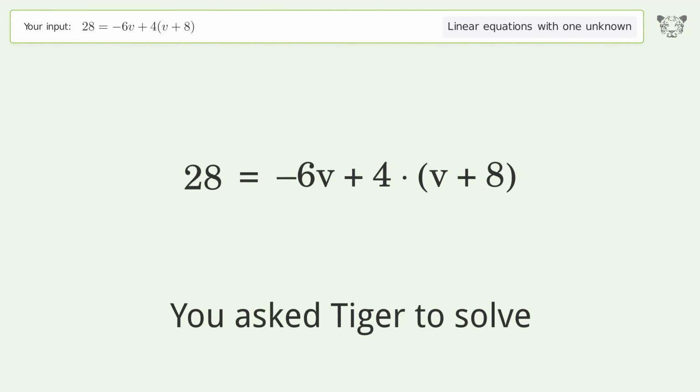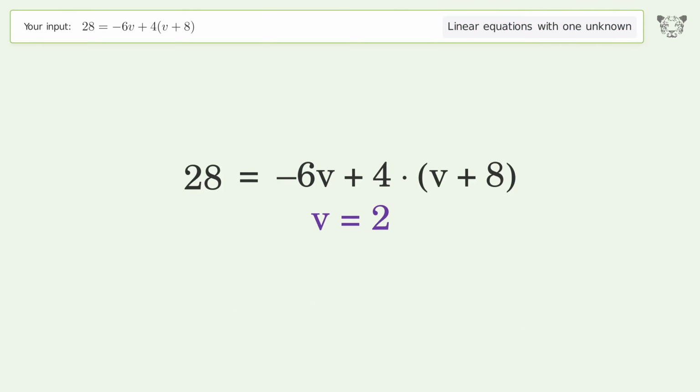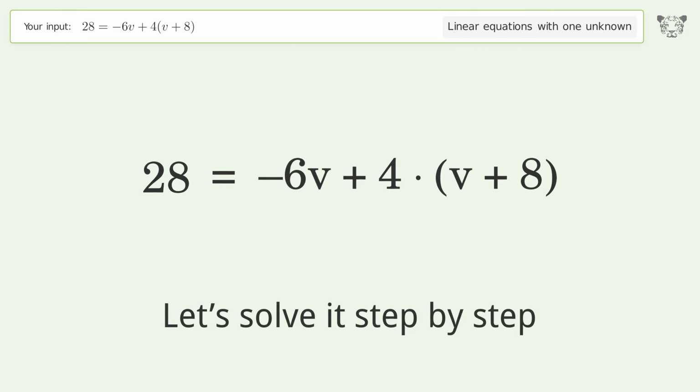You ask Tiger to solve this. It deals with linear equations with one unknown. The final result is v equals 2. Let's solve it step by step.